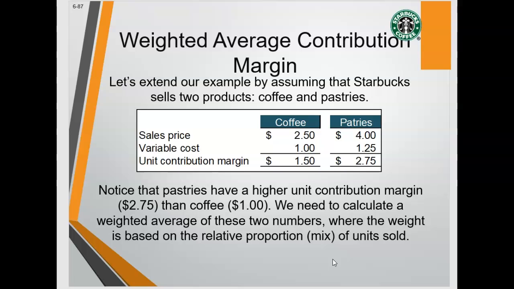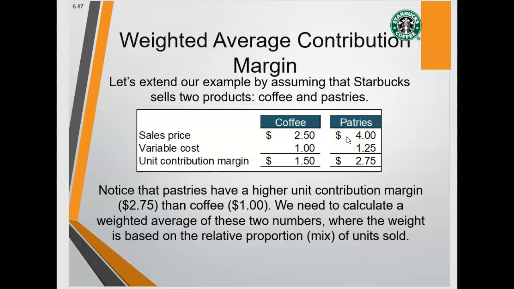We're assuming that we're selling both coffee and pastries, and as we have discussed a lot in this example, our coffee is just this basic coffee that we're selling for $2.50. There's $1 worth of variable costs: the cost of the coffee, the cost of the cup, the cost of the electricity, right? All the variable costs here, and the unit contribution margin for a cup of coffee. For every cup of coffee that we sell, we're going to contribute $1.50 towards covering our fixed cost and generating a profit.